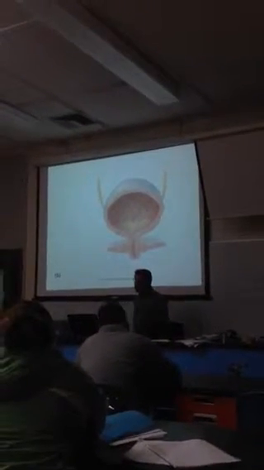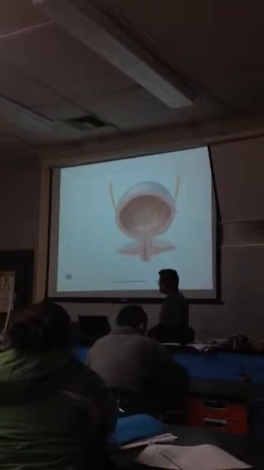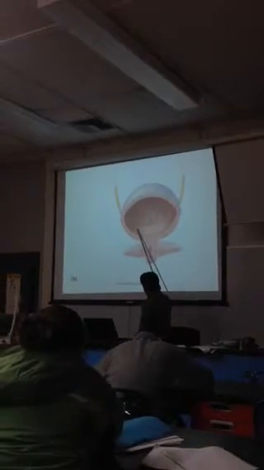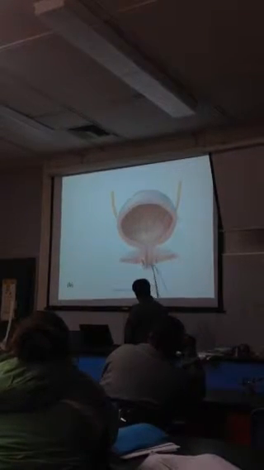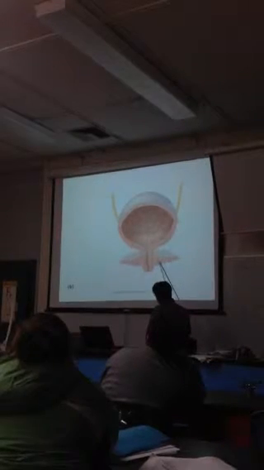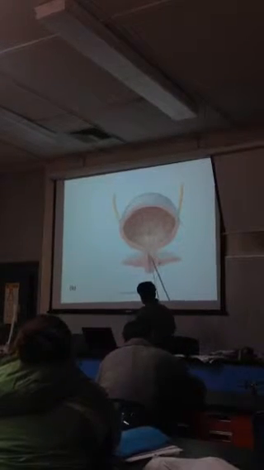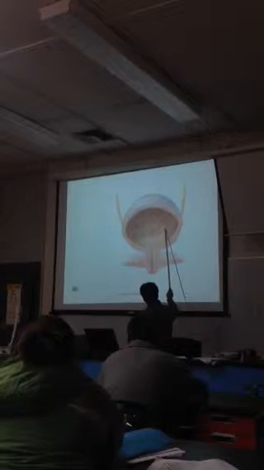This is a female urinary bladder, which has the rugae, the opening of the ureter, and the opening of the urethra. This is the urogenital diaphragm. It's called urogenital diaphragm. And then you have the urethra, the area which is called trigone, and these are the rugae, and these are the ureter.